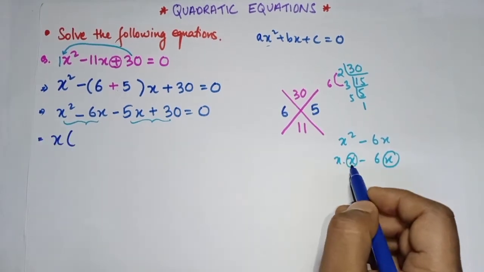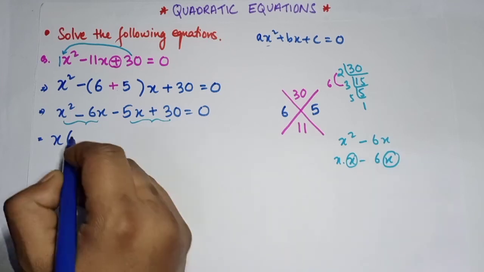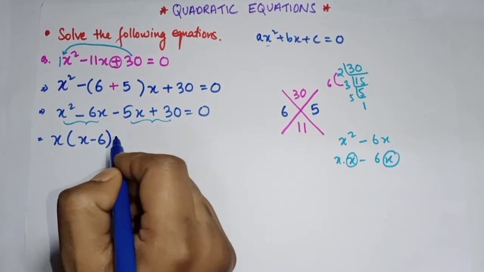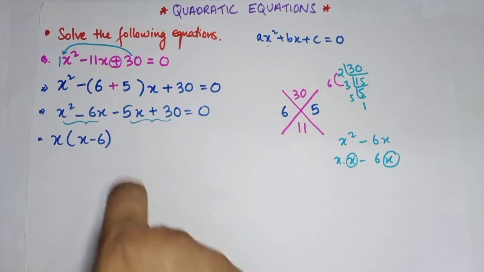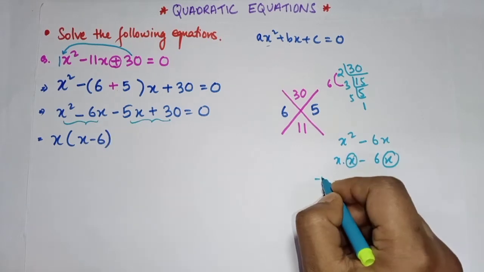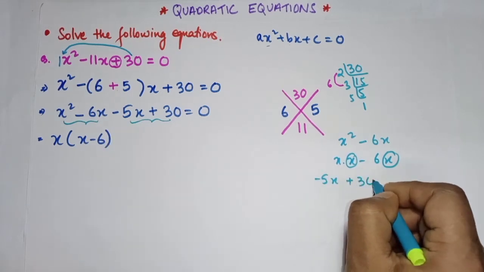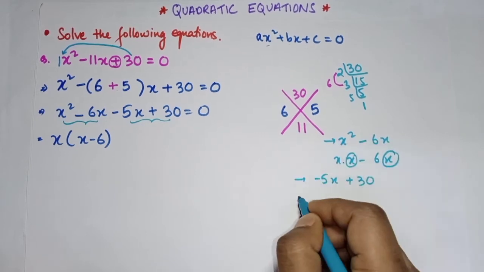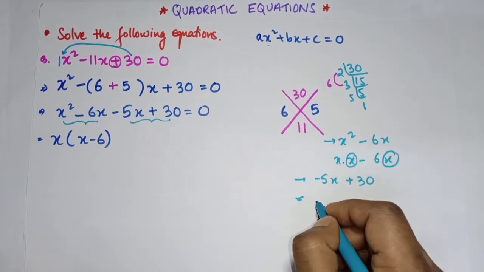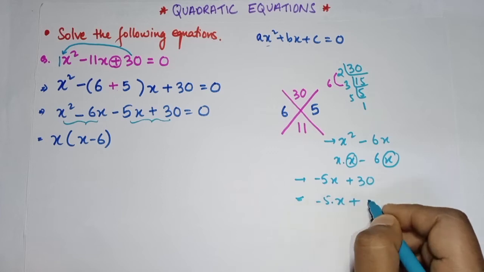So what is left over here? You can see x minus 6. So this will be x minus 6. Now what do you have next? Here you have minus 5x plus 30. This is another one. I can't expand this, so can I write this as 5 into 6?